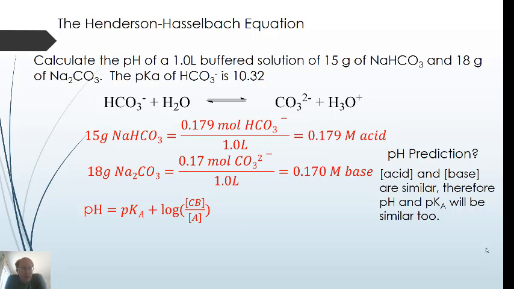So let's get into our Henderson equation. Plug in our pKa value and our concentrations. Our base 0.170 in the numerator and our acid 0.179 in the denominator. That gives me a pH of 10.32. Very, very similar, but slightly less because our concentrations are very, very similar, but the acid is slightly bigger than our base concentration.